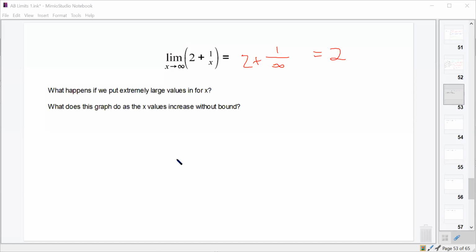All right. Everybody good with that? We're getting a horizontal asymptote. So anytime we look at a limit as x approaches infinity, it should be giving us a horizontal asymptote. Good? Good. All right. Perfect.